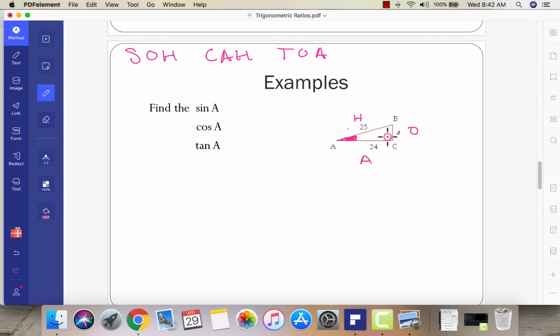So I see a problem. I am missing a side. So I need to find that side first. So we can use the Pythagorean theorem to find that side. So I'm going to have A squared plus B squared, so B is going to be 24 squared, equals C squared, which is 25.